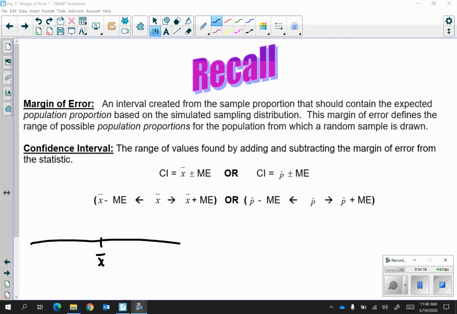So I'm going to find a range for what I expect them to get on a test using the margin of error. So we go up by the margin of error, and we go down by the margin of error. And then that allows us to get a range. And this range is called your confidence interval. And we were 95% sure that the population average of my test grades is going to fall somewhere between this interval.